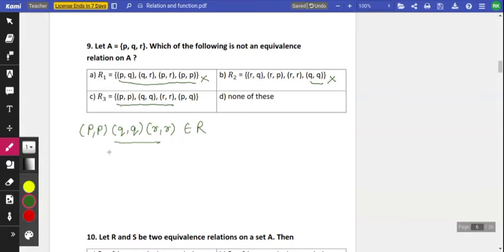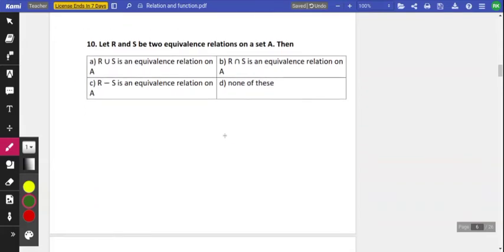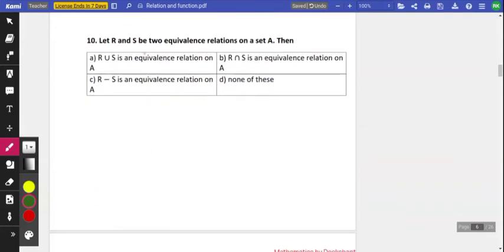Now we check whether the given relation is symmetric or not. For symmetric, if (P,Q) belongs to relation R, then (Q,P) should also belong to relation R, but (Q,P) does not belong to relation R. Therefore, option C is not symmetric, which means it is not an equivalence relation. So the correct answer is option D, none of these. Let R and S be two non-equivalence relations on a set A. Suppose R and S are two non-equivalence relations on set A, then the intersection of both relations will give an equivalence relation. So the correct answer is option B.